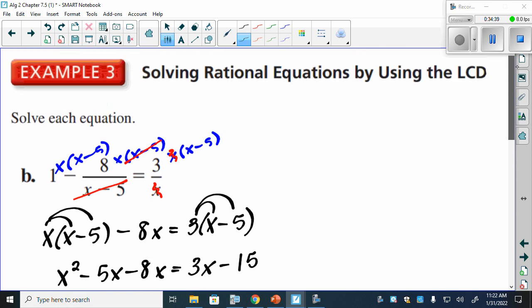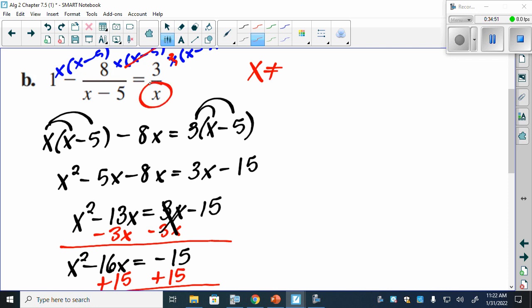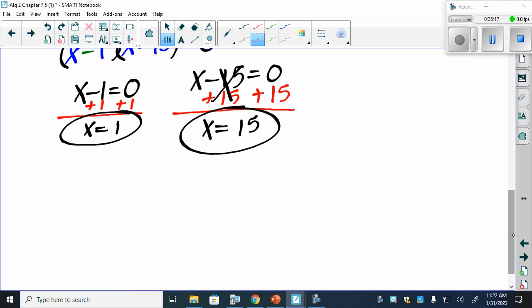Now looking back here, because we didn't talk about the restrictions for the two denominators, the values of x that we cannot have, for this one here it would be 0, and for x minus 5 it would be 5. So if we came up with 0 or 5, those solutions would not work in our original equation. But the solutions for x that we got were what? 1 and 15. Are those either one of our restrictions? No. So both of these answers do work.